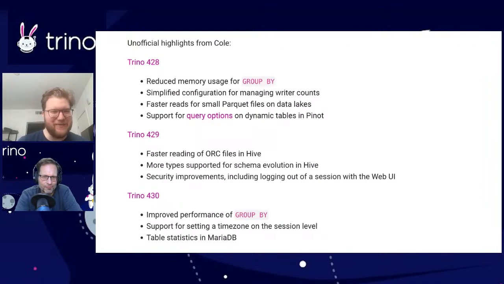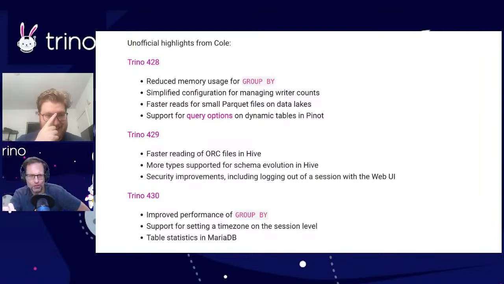429 has faster reading of work files in Hive, more types supported for schema evolution. That's me abbreviating the fact that you can now change various numerical types to other numerical types. Check the exact release notes for specifics on that, but it's just more type changing if needed. Also, special shout out to Joe Johnson. We updated the docs for that as well with 431, so you don't have to look at the release notes only. You can just look at the docs very shortly.